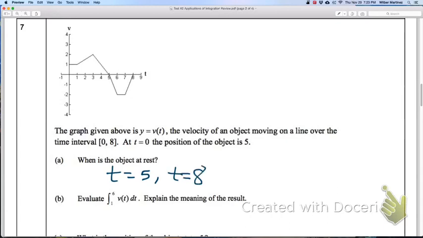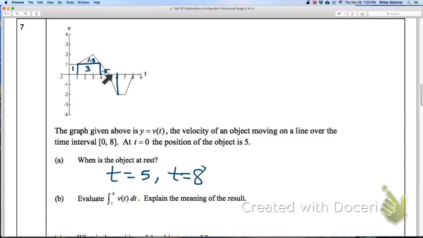Part B says evaluate the integral from 1 to 6 of v of t dt. So notice that I'm actually able to take the area under the curve by splitting it up into some nice shapes I know how to find the area of. So for example, this first rectangle over here is height of 1 and a base of 1, so it's 1. This next one is a base of 3 with a height of 3, so that has an area of 3. This little triangle right here has a base of 3 with a height of 1, so that has an area of 1.5. This little one over here, base of 1, height of 1, so it has an area of 0.5.